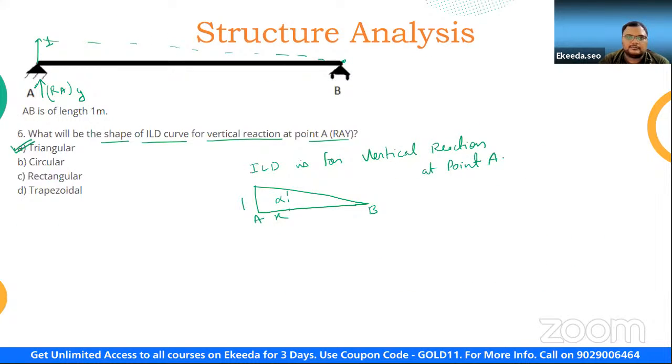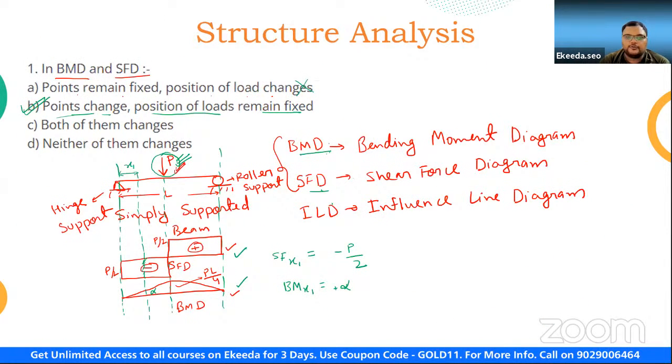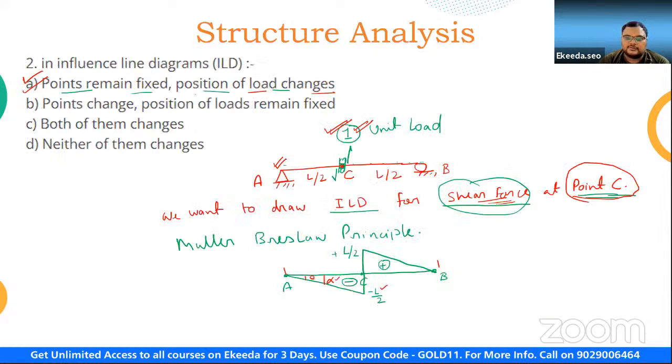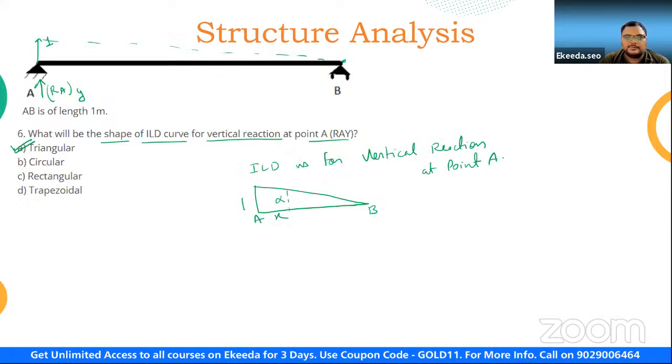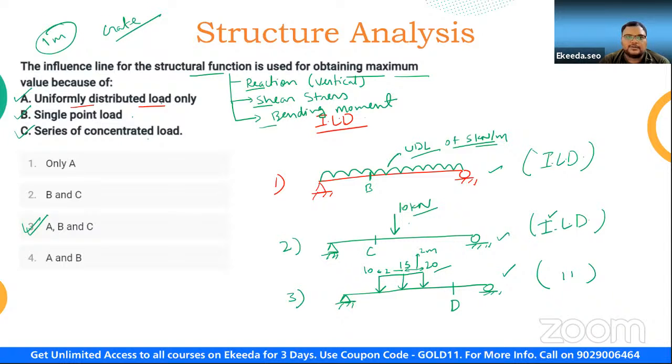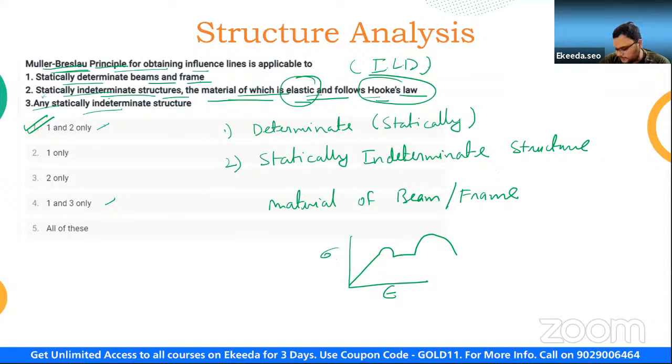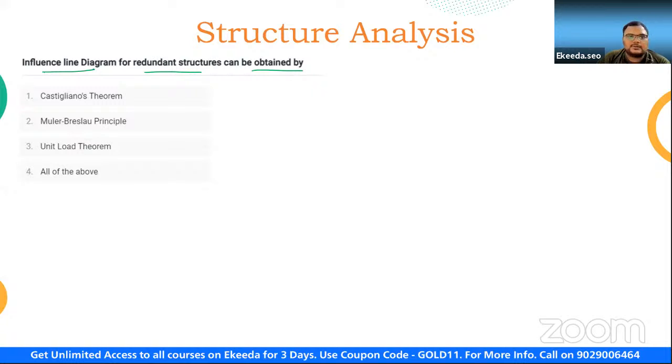Wherever we have studied ILD, I told you which principle we use. Here I told you, Muller-Breslau principle. So for the influence line diagram for redundant structures, which principle are we going to use? We are going to use the Muller-Breslau principle, right, guys? Whenever we have to obtain the influence line diagram or ILD, we use the Muller-Breslau principle. So let us move on to the next question.